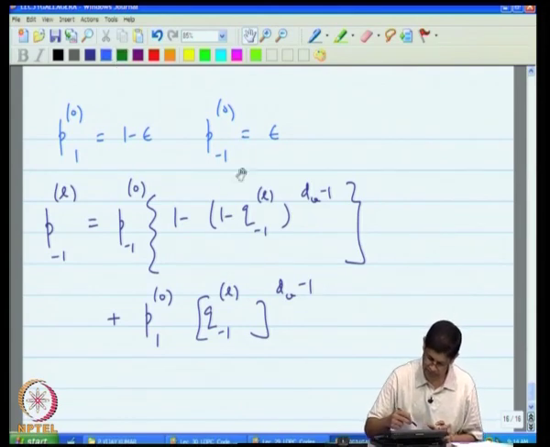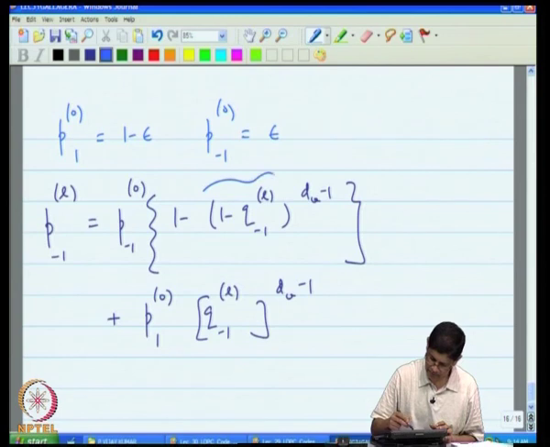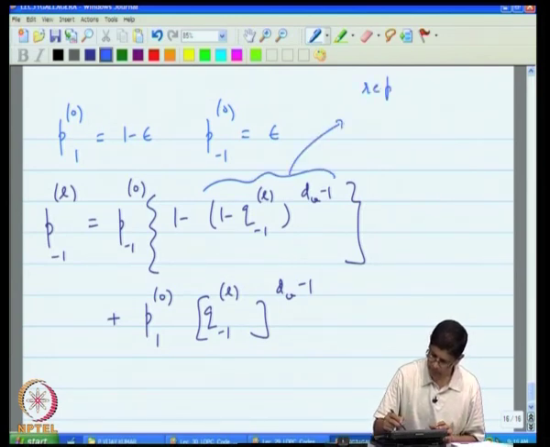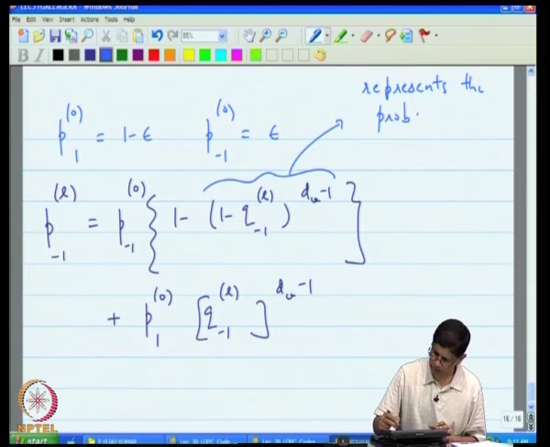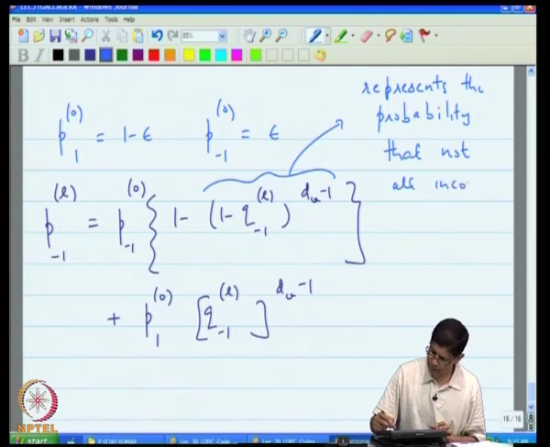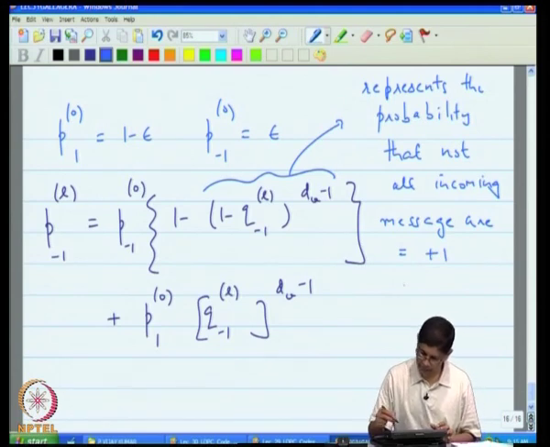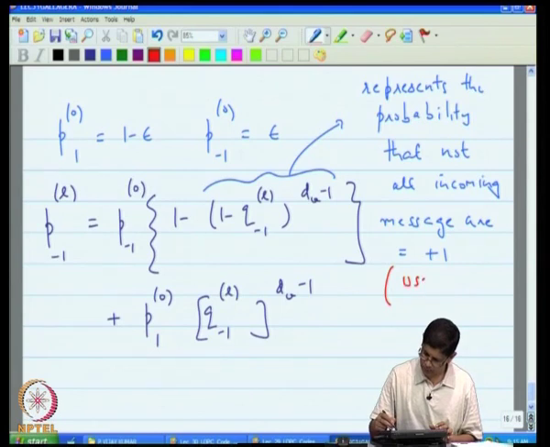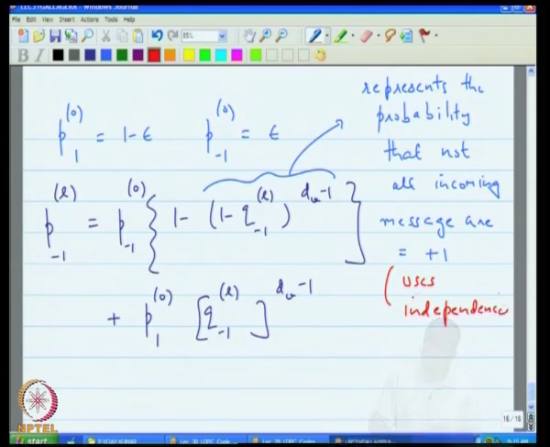Okay. So, we will just make a note of that, that this quantity here really represents the probability that not all incoming messages are equal to plus 1. And a side remark is that this uses the independence which I remarked upon a few minutes ago.